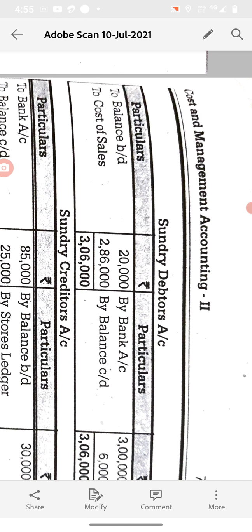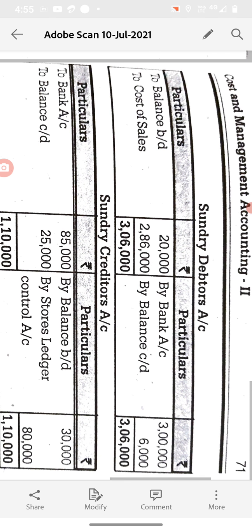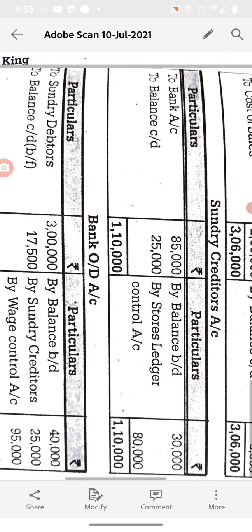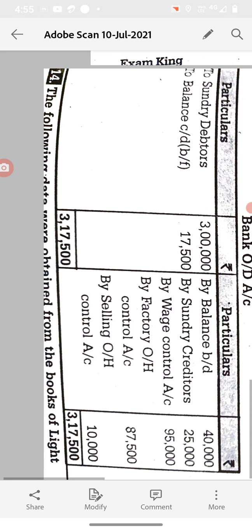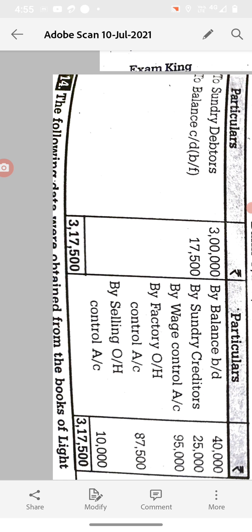Now debtors and creditors. I said received from debtors, so by bank account 3 lakh rupees. So we have written that, then balance it. And payment made to creditors by balance bank account again 85,000. So balance it. So it will come like this, balance again. Bank overdraft also balance, remaining balance you can do like this.